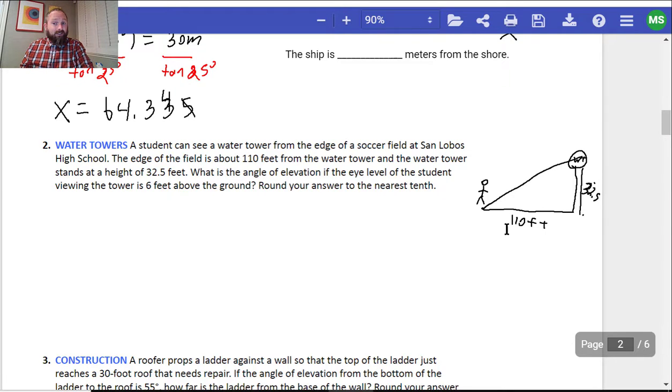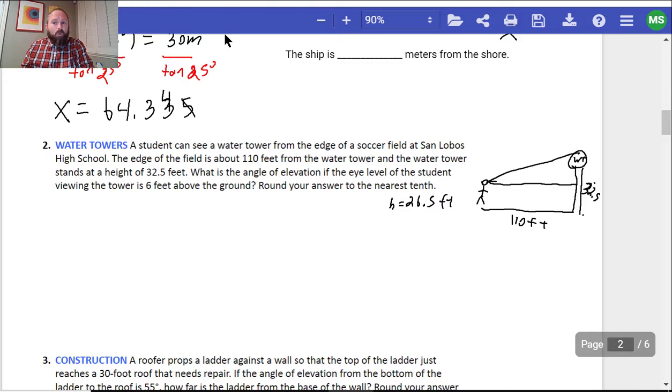If the eye level is 6 feet off the ground. All right, so this changes things a little bit. So I know I'm 6 feet off the ground. And so he's like, hey, what's the angle of the elevation? So he's going to look at that. So hold up. All right, so let me set it up. Now this part right here, if he's 6 feet tall, then I'm going to subtract 6 feet from 32.5. So I should get 26.5. So the new height equals 26.5 feet.